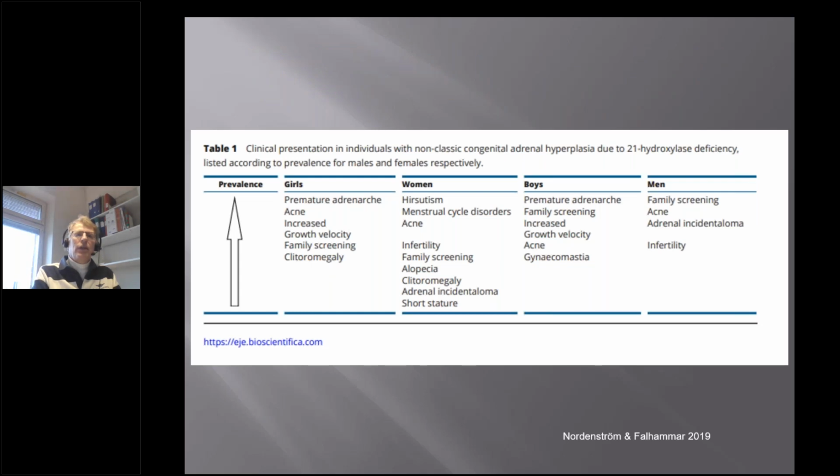So here is another figure showing the most common symptoms at different ages. And as you can note here, men are usually diagnosed through family screening, and boys through premature pubarche, but also very common in family screening. In adulthood, some patients are also diagnosed as an adrenal incidentaloma.